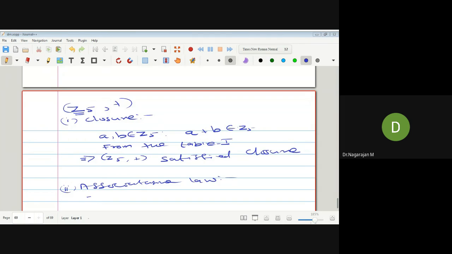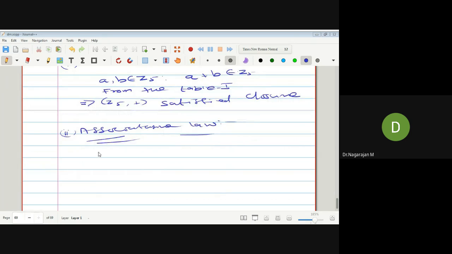So what is the associative law? You will take any 3 elements, a, b, c, in Z5. Then the left side operator and the right side operator are also here. Addition means addition modulo 5. (a + b) + c modulo 5 equals a + (b + c) modulo 5. Both values are equal.